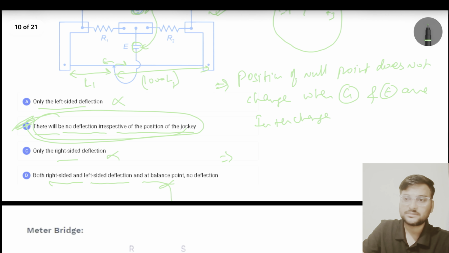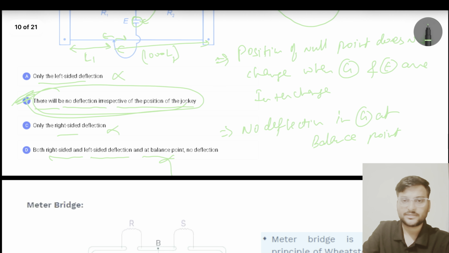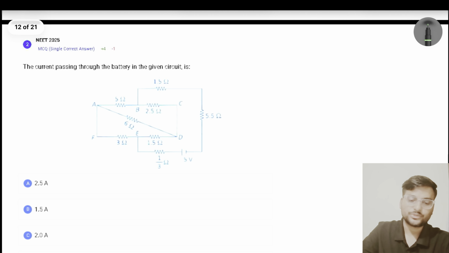But if you say no deflection in G at balance condition only, at the balance point, the galvanometer shows the simple deflection, there is no other deflection in the galvanometer in this case.